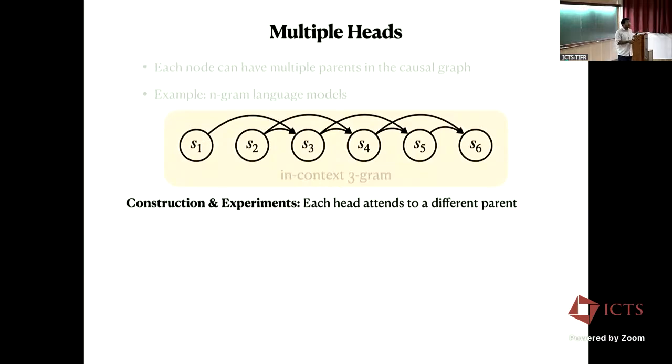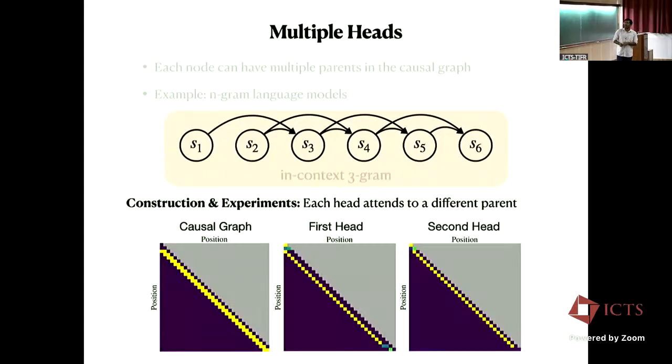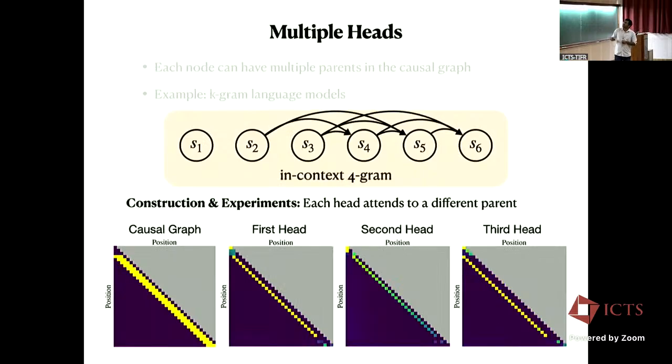The idea is very simple. Each head attends to one of the parents. So far, I was just talking about one parent, the previous node. Now you attend to multiple parents using these multiple heads. Empirically as well, if this is your causal graph, meaning there are two parents, the first head learns to attend to one of the parents and the second head learns to attend to the other parent. And this you can observe for various n-grams and so forth.